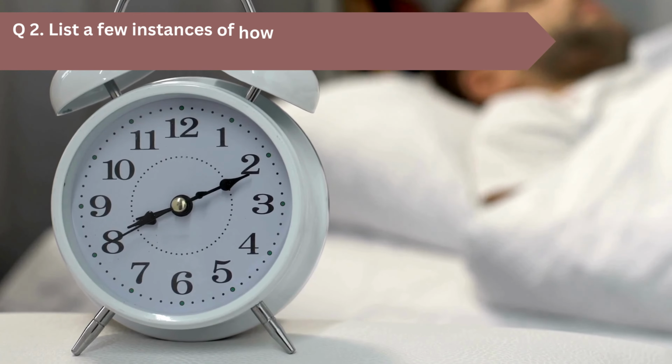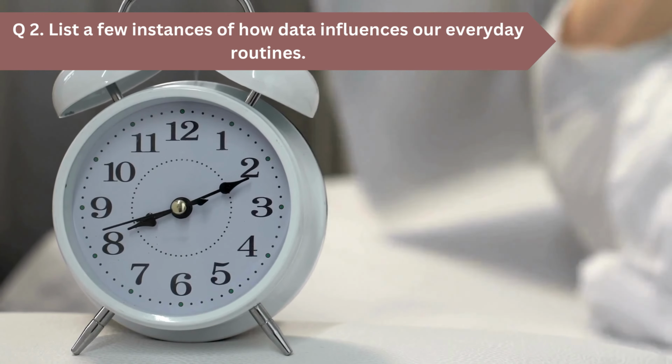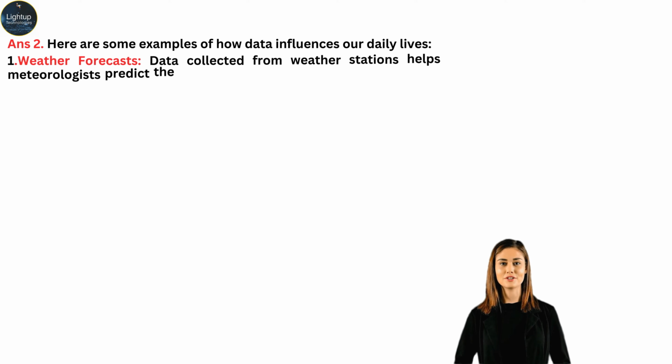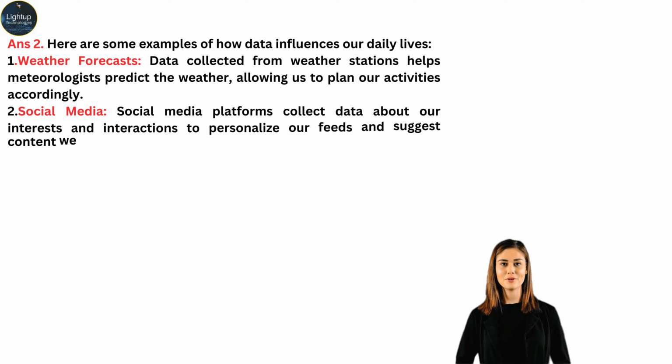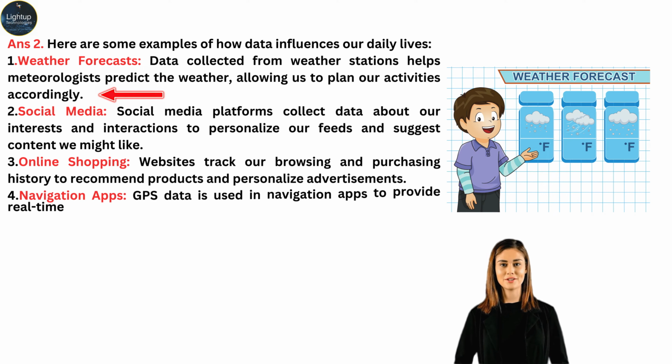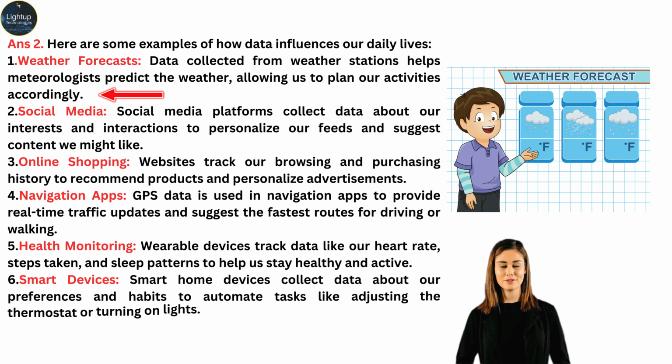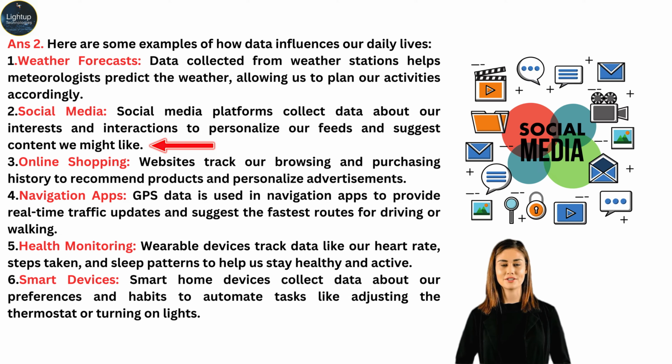List a few instances of how data influences our everyday routines. Data influences our daily lives in various ways. First, weather forecasts. Data from weather stations helps predict the weather, aiding in activity planning. Second, social media. Platforms use data to personalize feeds and suggest content based on interests.